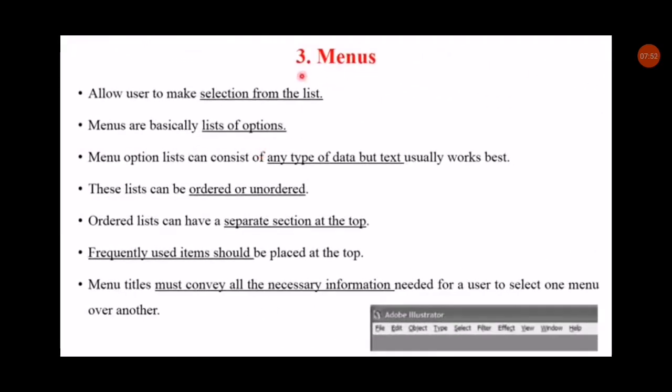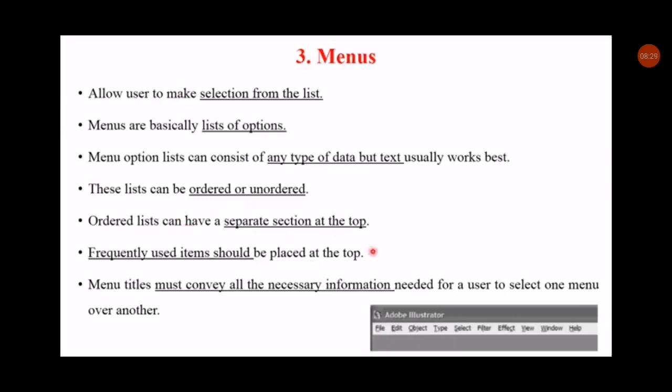The next, or third, element of the WIMP interface is menus. We are all familiar with the concept of a menu. A menu allows the user to make a selection from a list. Menus are basically lists of options. A menu option list can consist of any type of data, but text usually works best. See here, we are familiar with options like file, edit, object, type, etc. In file, again there are new options available, right? So this list can be ordered or unordered. An ordered list can have separate sections at the top.